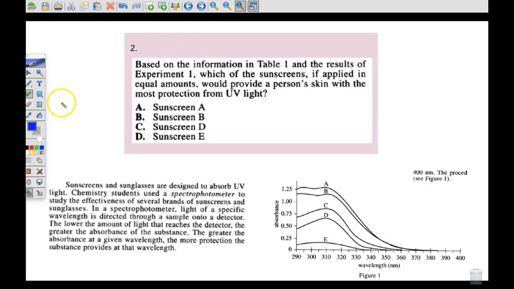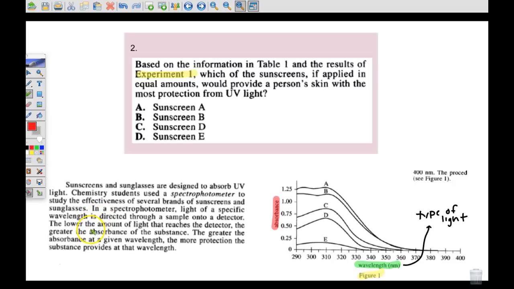In our second question, based on the information in table 1 and the results of experiment 1, so looking at experiment 1, which means I'm going back to that first graph, figure 1, which of the sunscreens, if applied in equal amounts, would provide a person's skin with the most protection from UV light? So my wavelength is indicating the type of light. And then my y-axis says I'm dealing with something called absorbance. So at first glance, you would think that it's my skin absorbing the sun's rays, and that is incorrect.